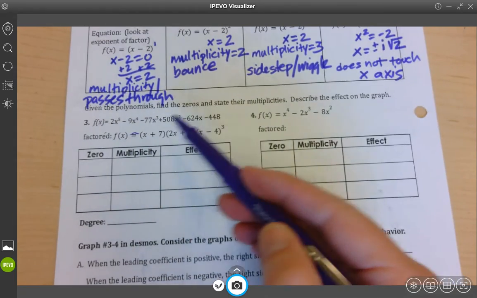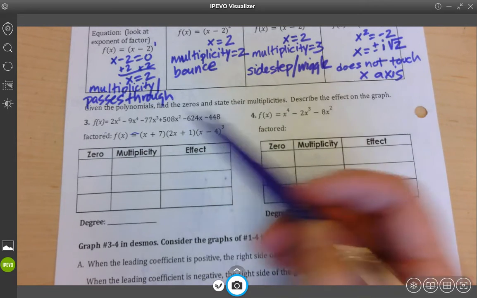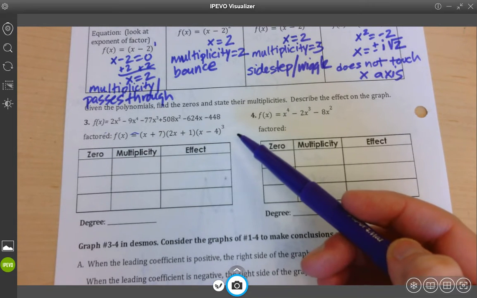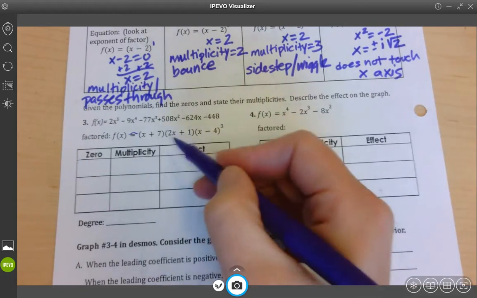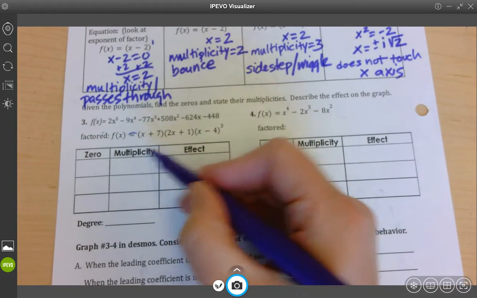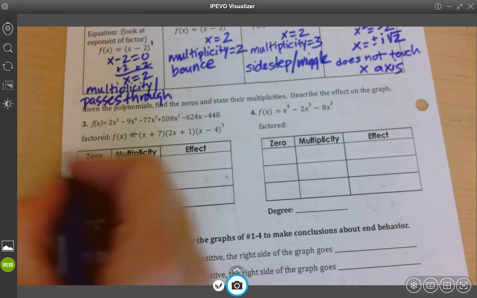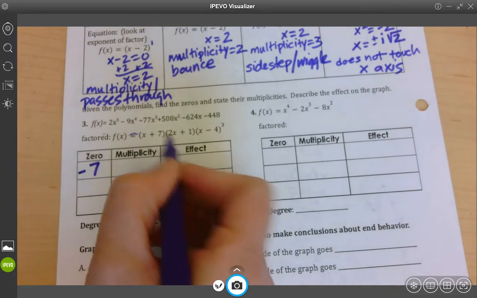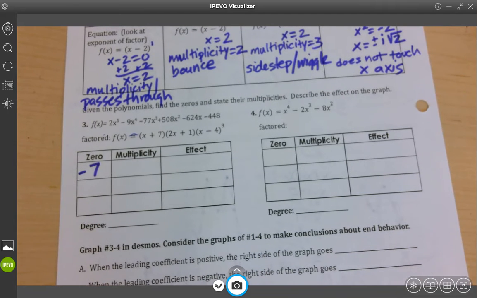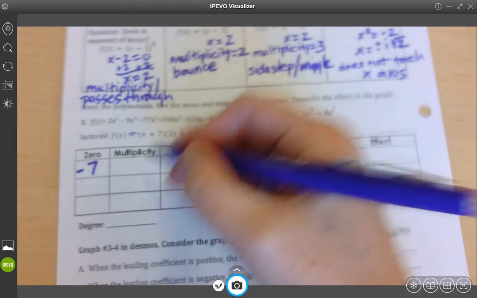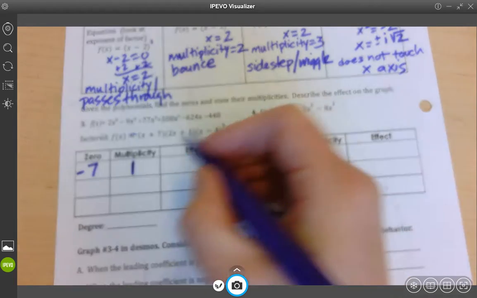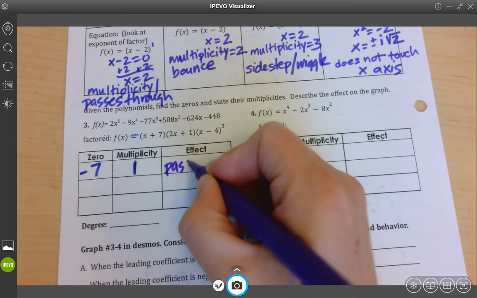So this is an actual polynomial equation, and here is the factored form of it. So each factor gives us a 0. What 0 do we get from x plus 7? I heard a negative 7. Does that make sense? If I set x plus 7 equal to 0, I'll get negative 7. What's the multiplicity of that factor? How many times does it happen? Just one time, because you don't see an exponent, so that means it happens just once. And we're going to say that passes through.